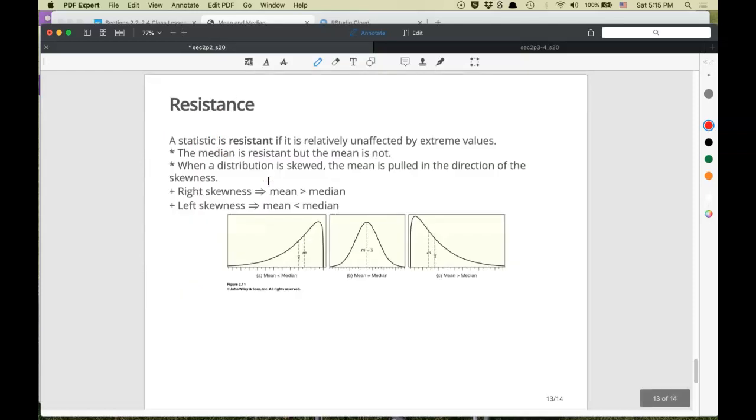Resistance. I've mentioned resistance already. Resistance is this idea that a statistic is resistant if it is relatively unaffected by extreme values. And by extreme values we mean outliers, or a long tail of the distribution. The median is resistant, but the mean is not. The mean is influenced by those extreme values. When a distribution is skewed, the mean is pulled in the direction of the skewness. So right skew indicates that the mean is greater than the median. Be careful how you use the mean here. Left skewness would correspond to the mean being less than the median.